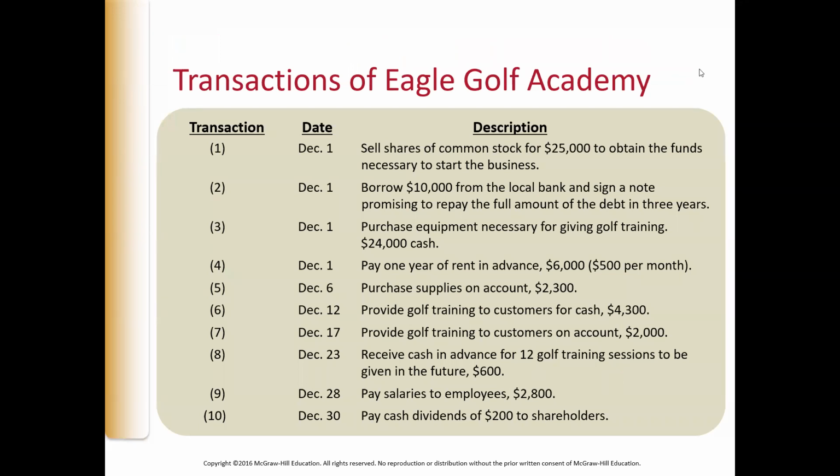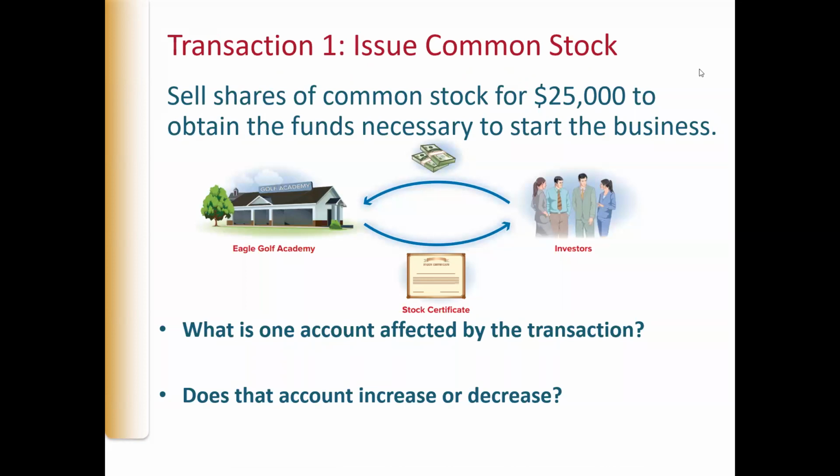So we're going to take our good old Eagle Golf Academies we started talking about last week, and we are going to analyze each of these transactions and record them. We're going to pick this apart, but we're going to learn from it. The first transaction was we sell shares of common stock for $25,000 to obtain the funds necessary to start the business. Can you guys think of one account that was affected by doing this?